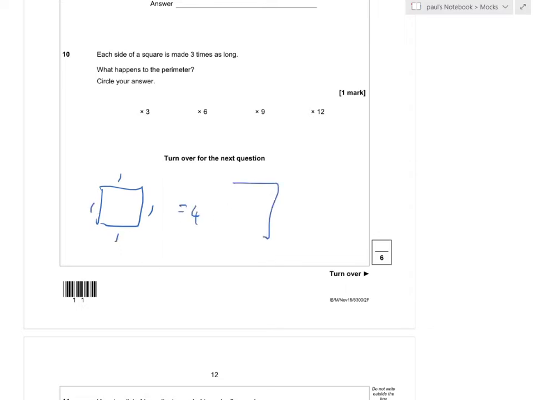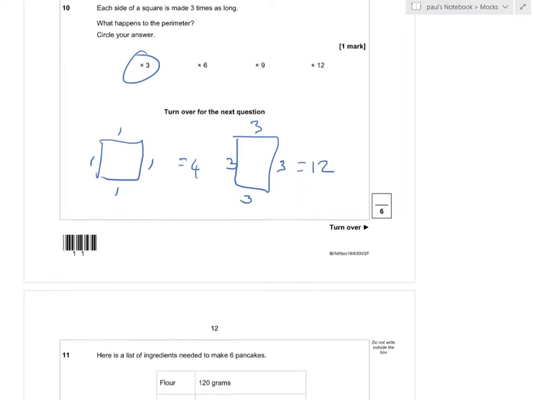Now let's make another square 3 times as long. 3, 6, 9, 12, that equals 12. So from 4 to 12 it gets 3 times bigger. What do you think? 3 times bigger times 3. Always put some numbers in there, it helps you work it out.